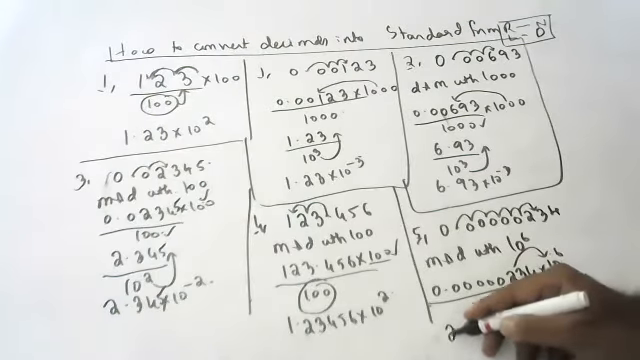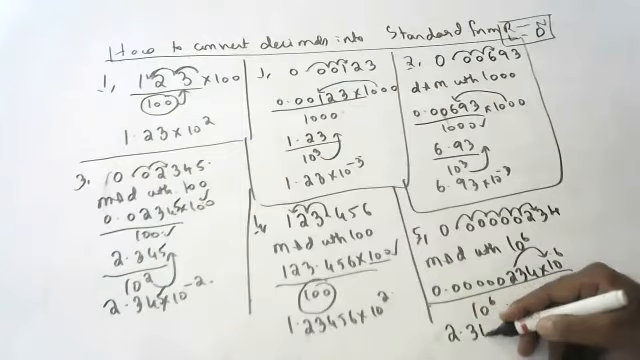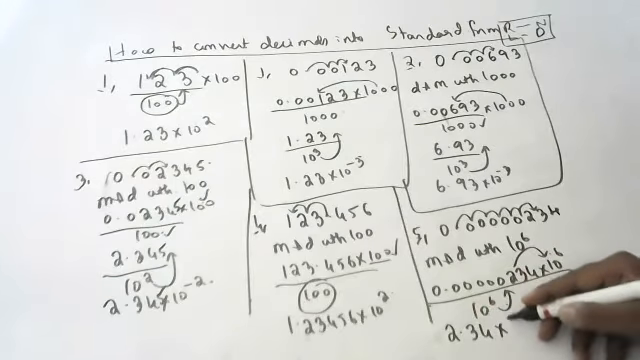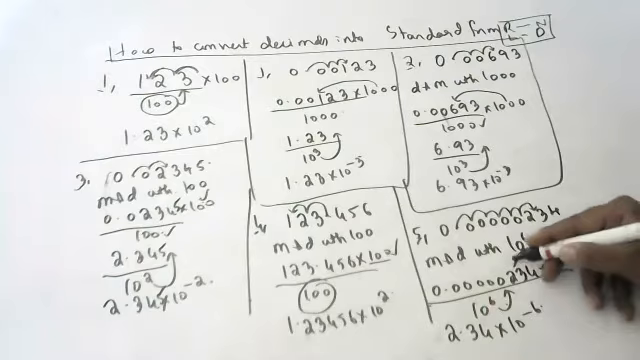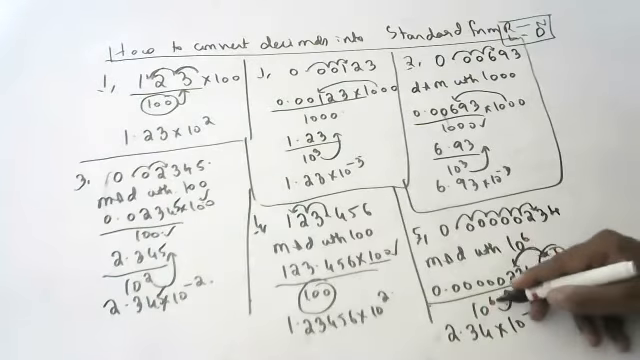So how much will you get? 2.34 into 10 to the power minus 6. This goes up. This is used for putting decimal. Minus 6.